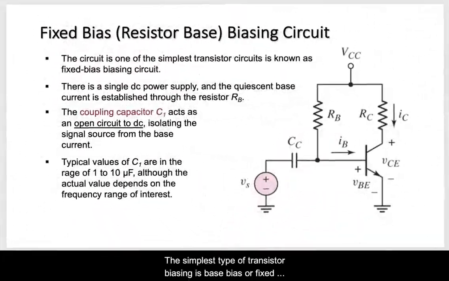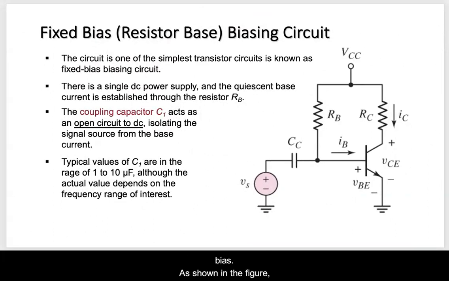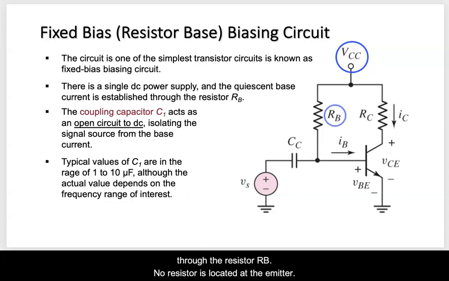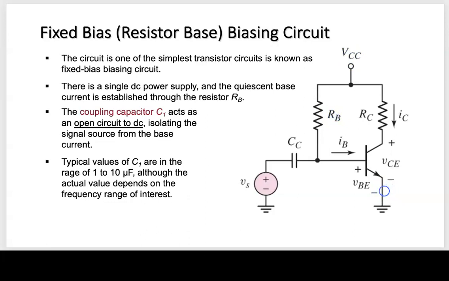The simplest type of transistor biasing is base bias, or fixed bias. As shown in the figure, there is a single DC power supply and the IBQ is established through the resistor RB. No resistor is located at the emitter. The term fixed bias stems from the fact that IB is fixed by the circuit, and will not vary significantly from one transistor to another.